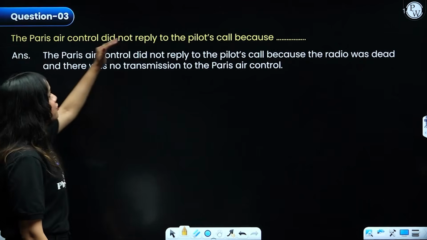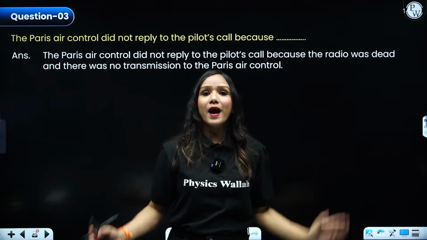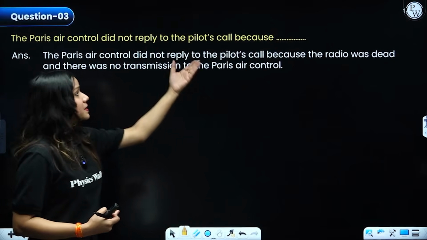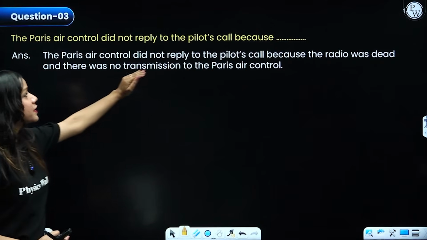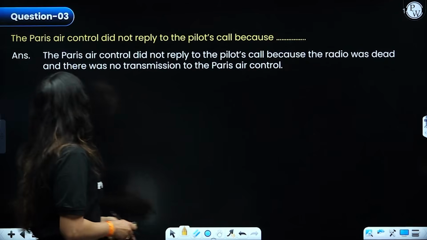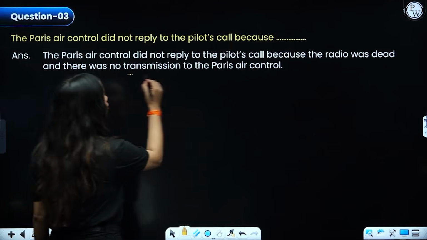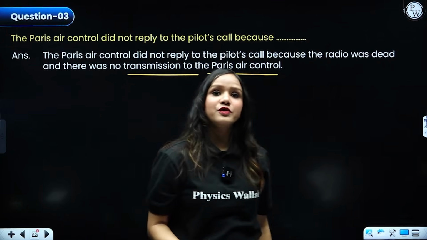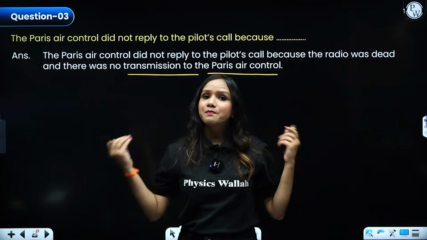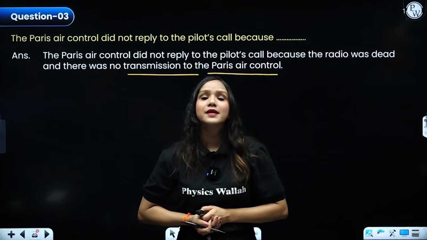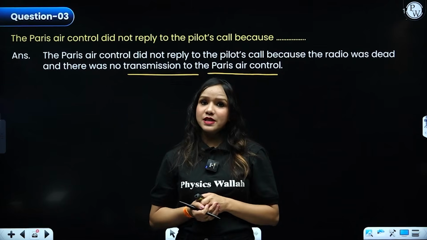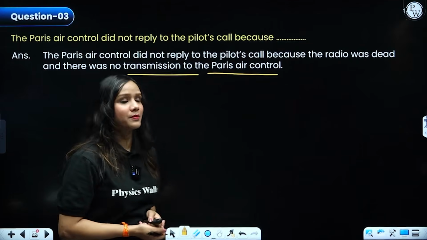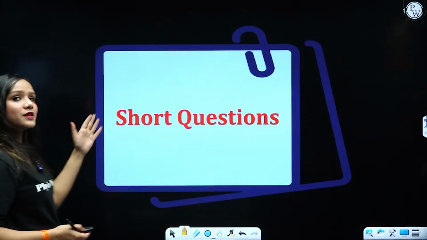Next, why did the Paris Air Control not reply to the pilot's call? Because the radio was already dead and there was no transmission, no communication signal. As a result, the Paris control room and the pilot of the flight lost contact with each other, so they could not share anything and he could not seek any help from there, right? Now, let's have a look at the short questions.